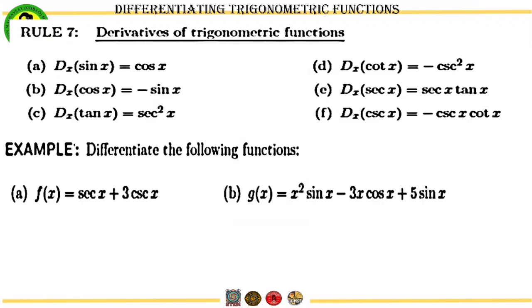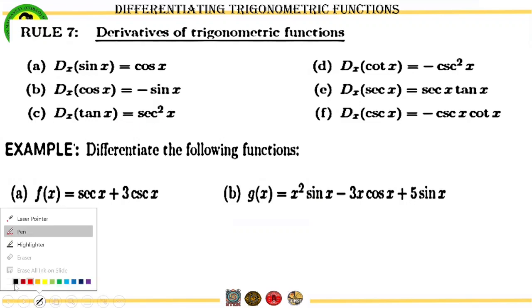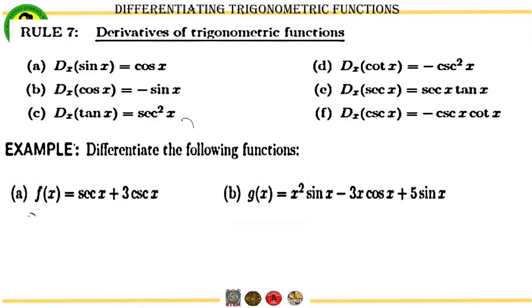So let's have an example. We have two examples here, two functions. Let's try to answer: what is the derivative of the function secant x plus 3 cosecant x? In finding the derivative of trigonometric functions, we will just use the formulas that I have given. So for letter A, we will write f prime of x is equal to, what is the derivative of secant x? The derivative of secant x is secant x tangent x.